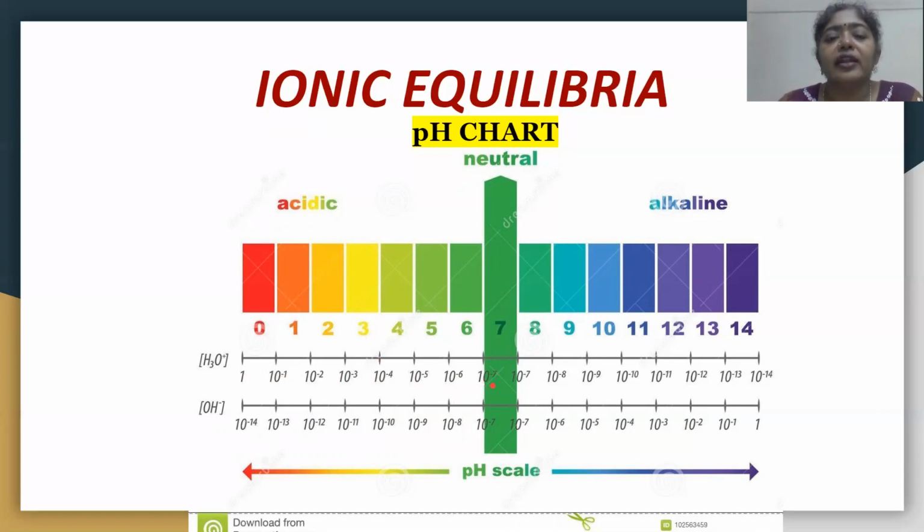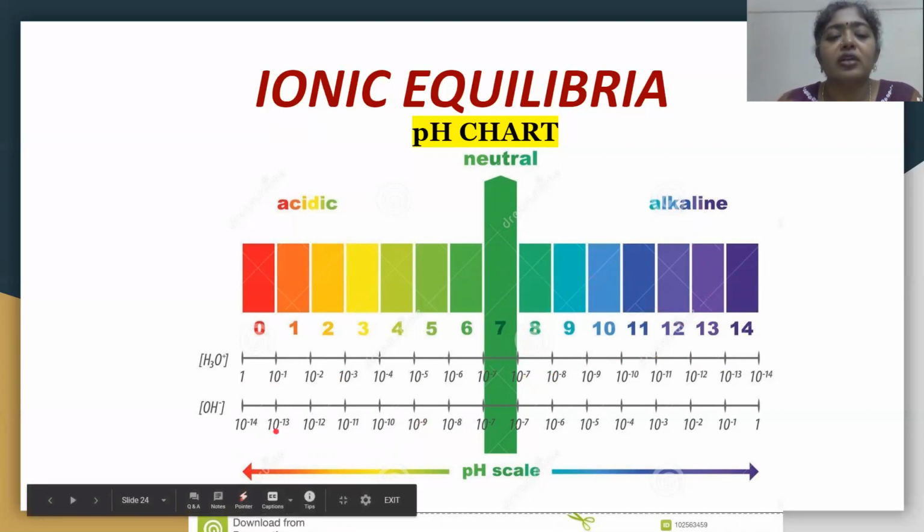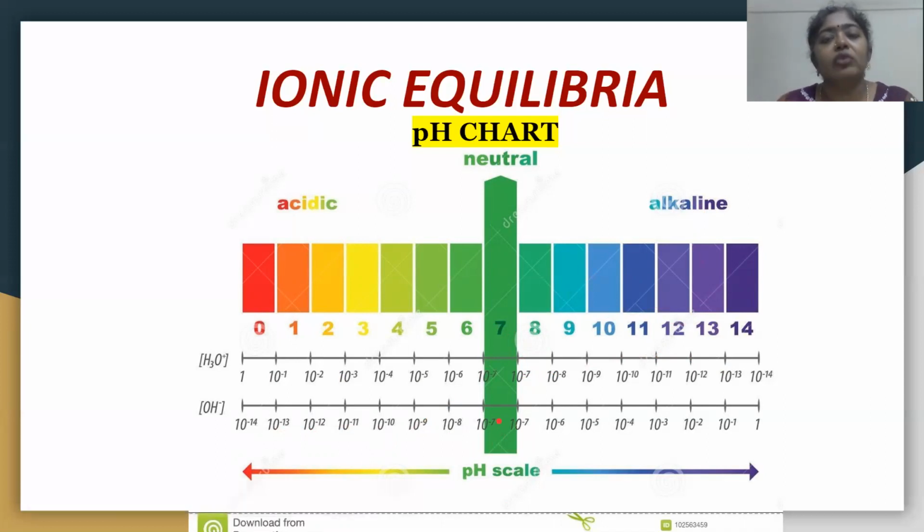Whereas if I go to the right, from 10 power minus 7 to 10 power minus 14, that means the concentration of H plus ions is less than 10 power minus 7, ranging between 10 power minus 7 to 10 power minus 14. Then the value of my pH will range from 8 to 14. If it is from 8 to 14, that indicates it is an alkaline solution. On the other hand, in terms of the OH minus ion concentration, if the OH minus ion concentration is 10 power minus 7, then the pOH is 7 and the pH is 7, both are equal, so it is a neutral solution.